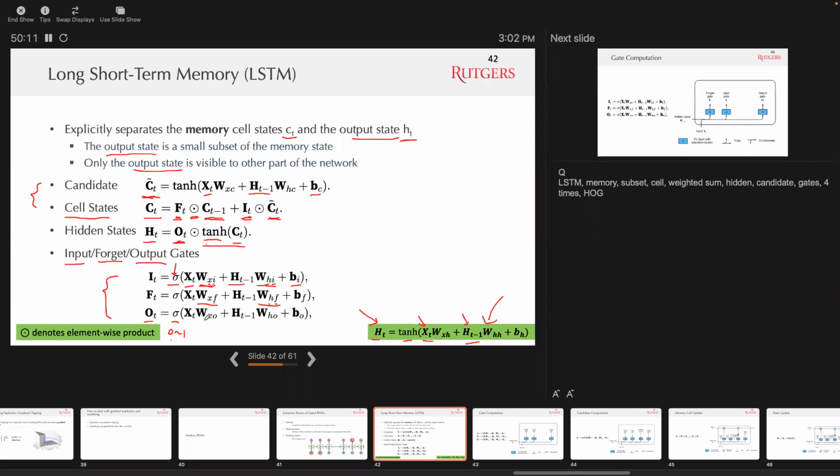Okay? So this is the LSTM overview, and in the next few slides we're going to go through this with some visualization and hope that it can help you understand better. But before I move on, let's see if there are any questions on this computation process of LSTM. Questions?